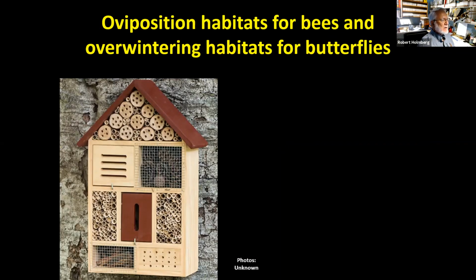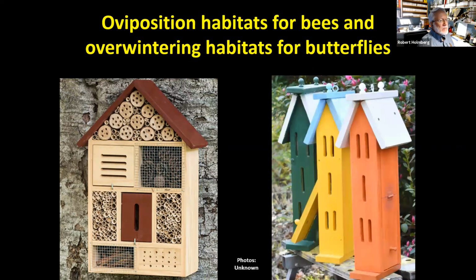This is a commercially available one to increase the diversity of bees and wasps in an area, and all those circular or cylindrical things are used for oviposition sites for wasps. But the vertical slots are usually for butterflies that are trying to overwinter. So they go through those, and then they will stay overwinter, and that's their site.